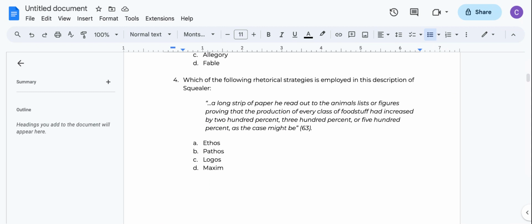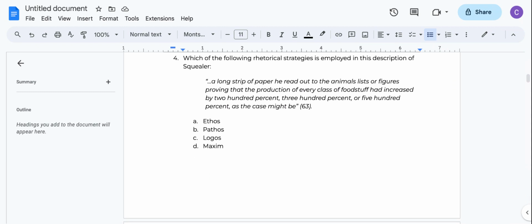4. Which of the following rhetorical strategies is employed in this description of Squealer? A long strip of paper he read out to the animals lists of figures proving that the production of every class of foodstuff had increased by 200%, 300%, or 500%, as the case may be. A. Ethos. B. Pathos. C. Logos. Or D. Maxim.